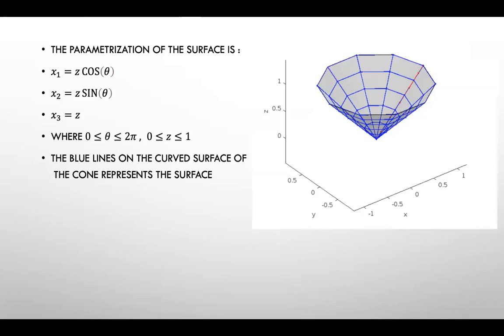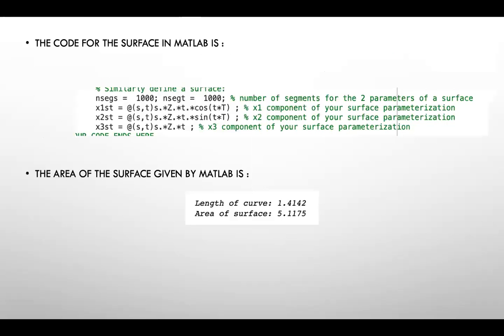I have taken the parameterization of the surface, and I have taken the surface as the curved surface of the cone, which also has the parameterization x1 is equal to z cos theta, x2 is equal to z sin theta, and x3 is equal to z, where theta is from 0 to 2 pi and z is from 0 to 1. The blue lines in the figure are the surface I have taken, and this is the code in MATLAB for the surface. You can see that z times t and cos theta times t times z, which means that I am changing my z and theta at the same time to get the surface.